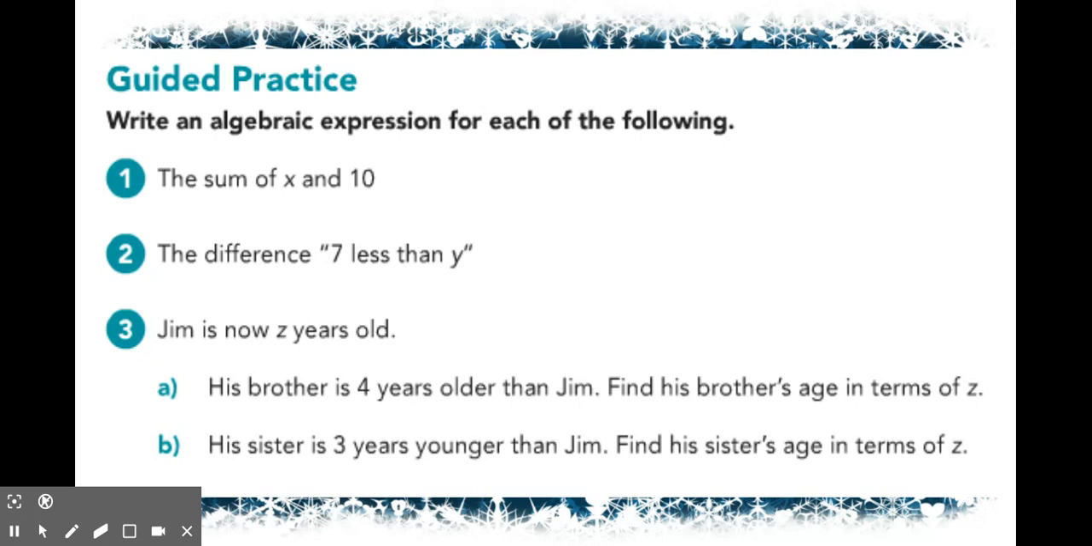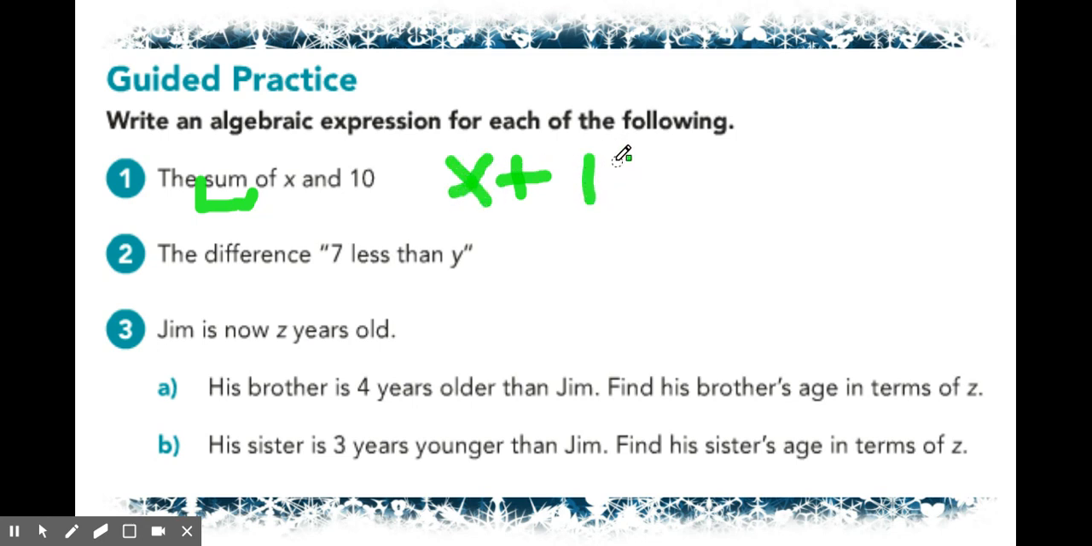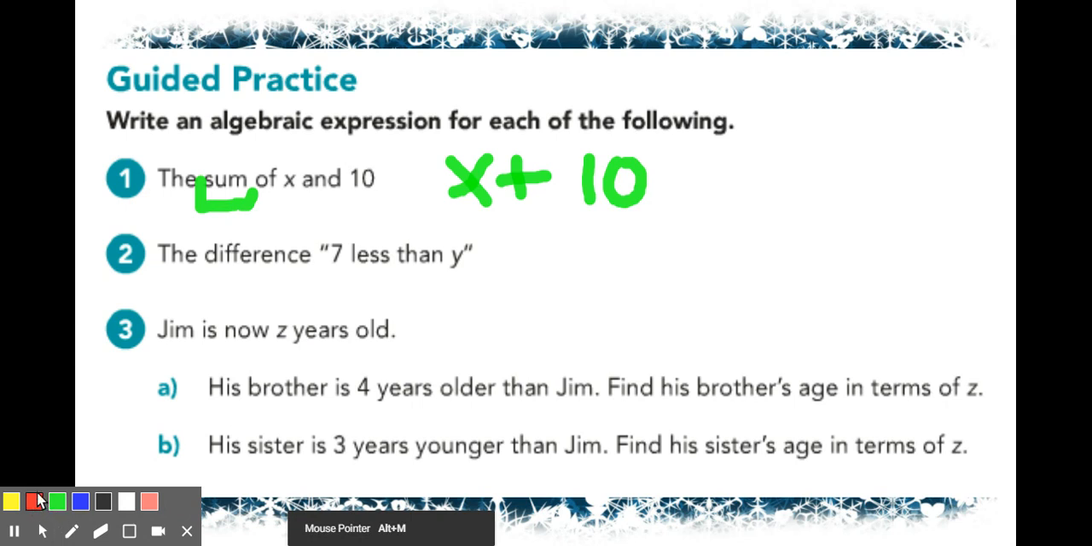Number 1, the sum of x and 10. So I know that sum means addition. So I'm going to be adding. Well, what am I adding? I'm adding x and 10. This is the expression for the sum of x and 10.